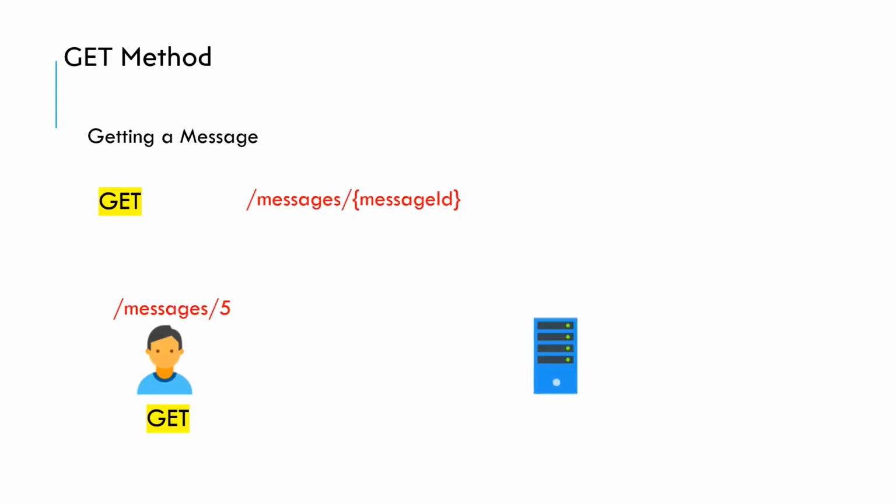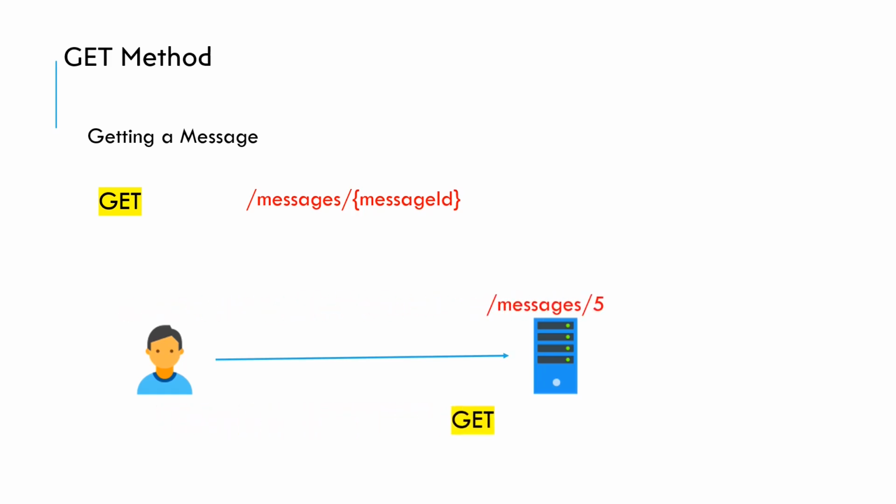Let us start with the GET method. Why do we use GET? Whenever we want to retrieve any resource from the server side, we always use GET. In the application which we took as an example, suppose we want to get a message. We send a request, suppose to retrieve the message with ID 5, and then we get the response back from the server.